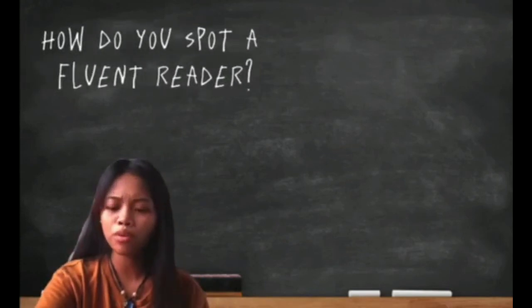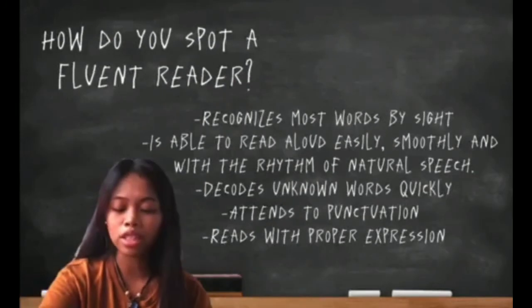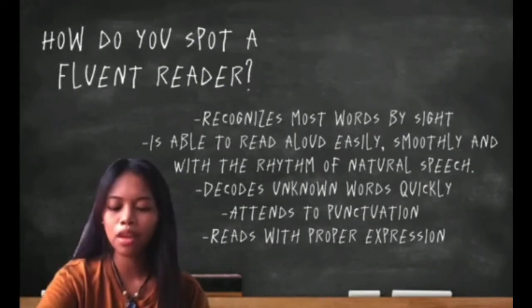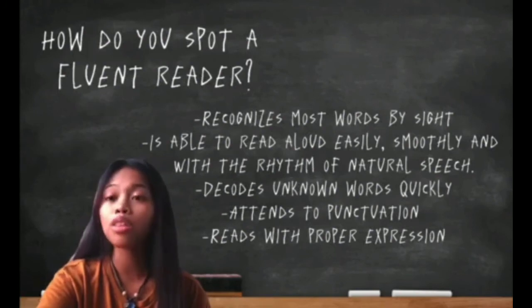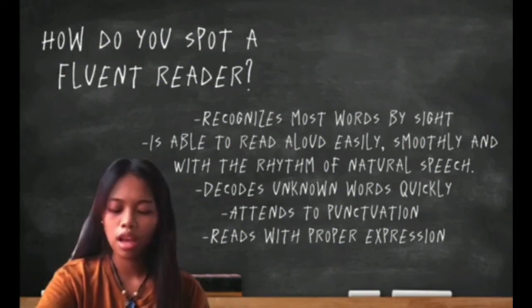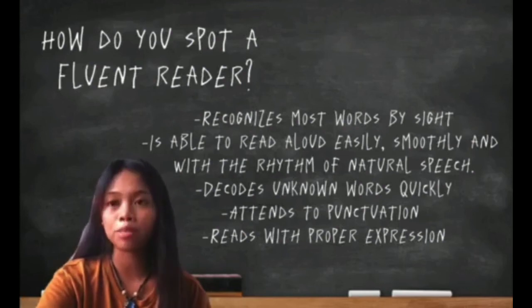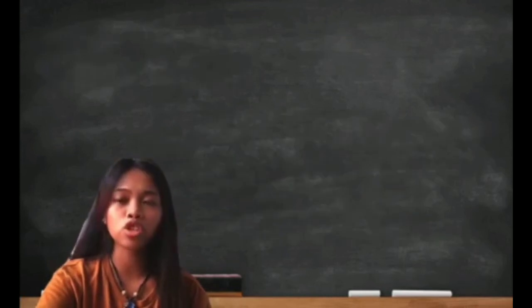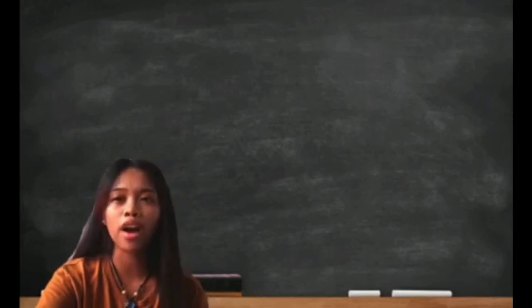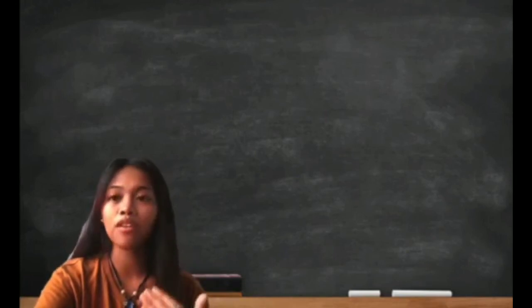Okay, so a fluent reader recognizes most words by sight, is able to read aloud easily, smoothly, and with the rhythm of natural speech. A fluent reader decodes unknown words quickly, attends to punctuation, and reads with proper expression. Those are the qualifications, or how you identify that the reader is fluent.